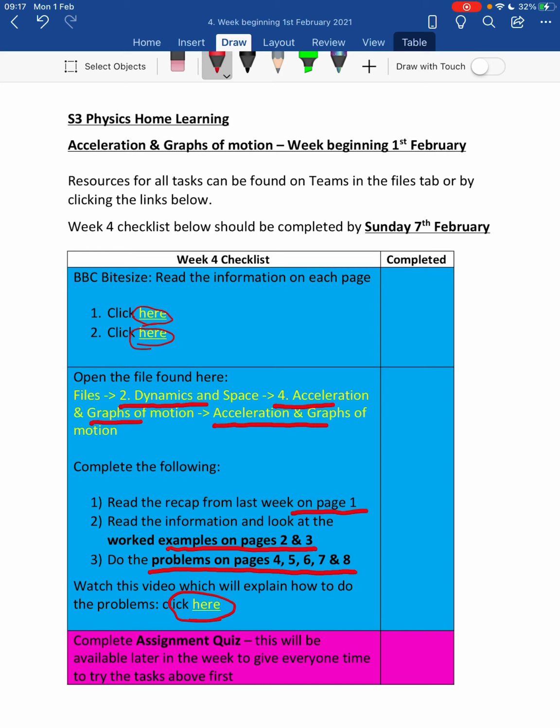Please ask for help with the problems and the assignment by posting your questions on Teams and also by joining the live drop-in session. The date and time for this week's live drop-in session will be posted on Teams. Please watch the second video for this week now, which will explain how to do the problems.